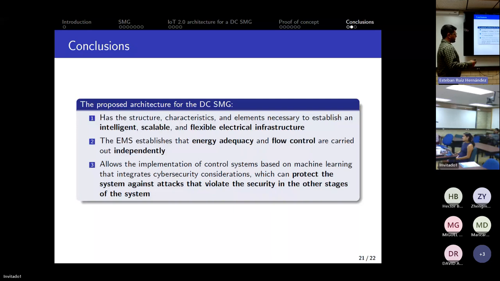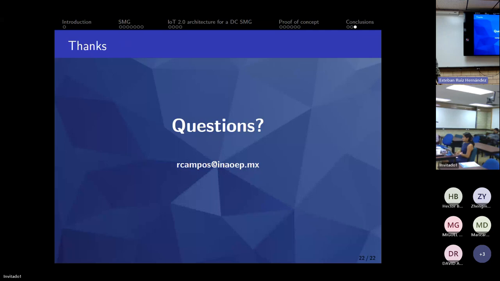Three, it allowed implementation of a control system based on machine learning that integrates cybersecurity considerations, which can protect the system against attacks that violate the security in the other stages of the system. So this is an advantage that I see. There are really few works that include cybersecurity in the lowest part of the control system. So this is a great advantage that we're working on. So, thanks for your attention.